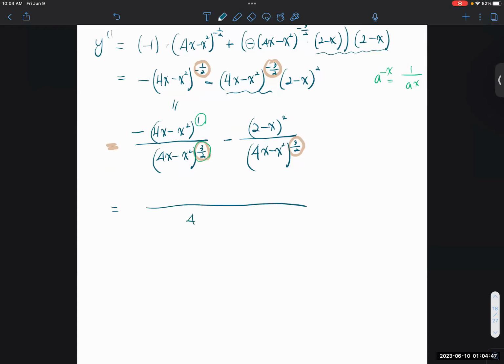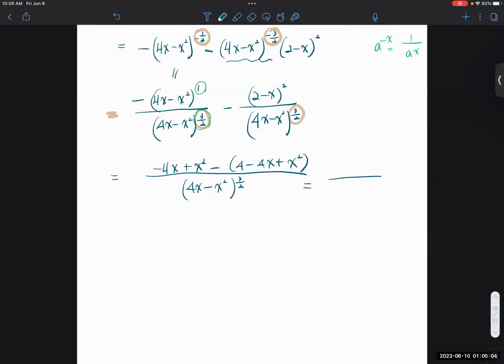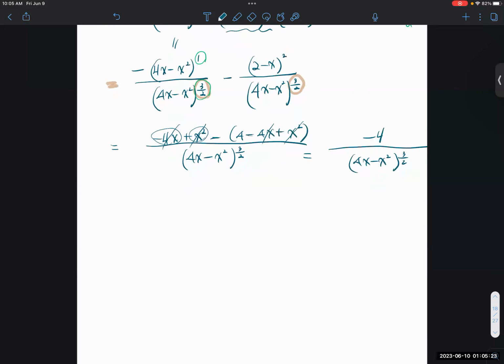The denominator equals (4x minus x squared) to the 3/2. You can expand it: minus 4x plus x squared, minus 4x plus x squared. So what happened is we should get (4x minus x squared) to the 3/2. Minus 4x minus positive 4x will be minus 8x... the x squared minus x squared cancel, so we have only minus 4 remaining. So finally, this is your y double prime.